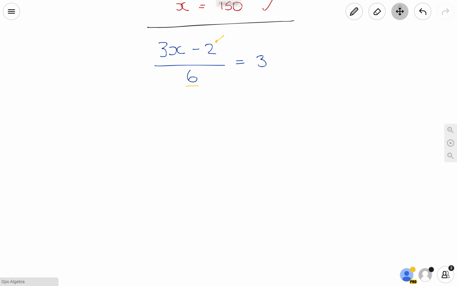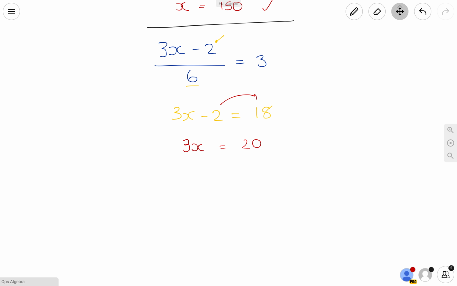So let's go ahead and multiply by 6. We get 3x minus 2 equals, times by 6, 18. We just multiplied both sides by 6. Now we add 2 to both sides. So I'm going to get 3x equals 20. I'm adding 2. Now I've got 3x equals 20.